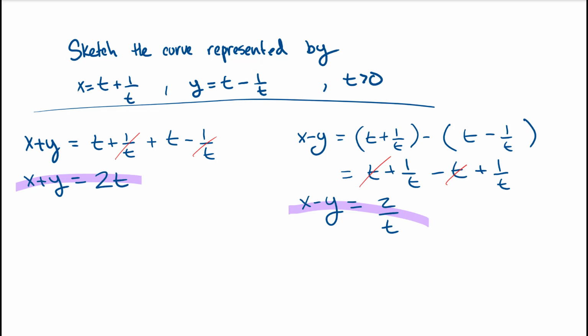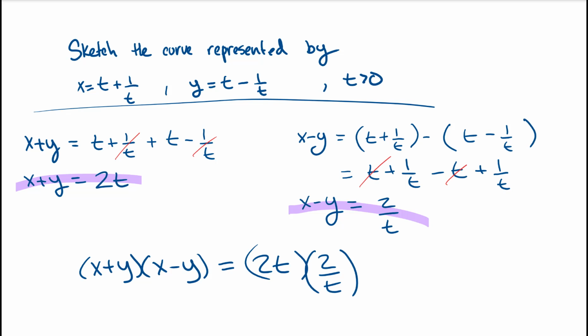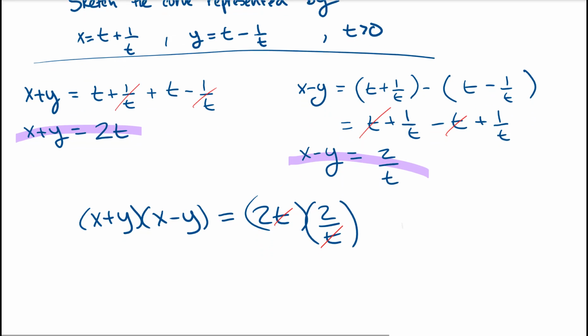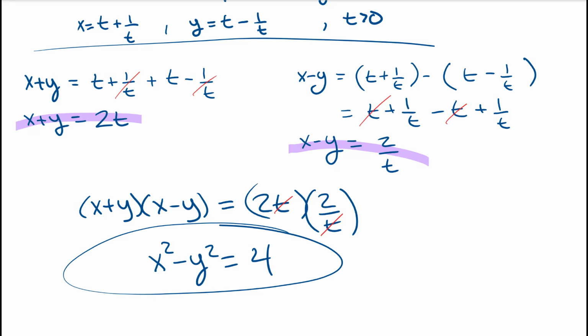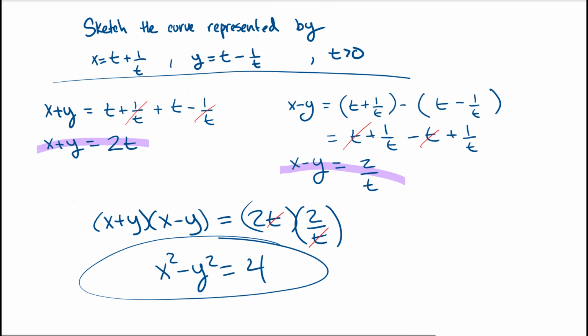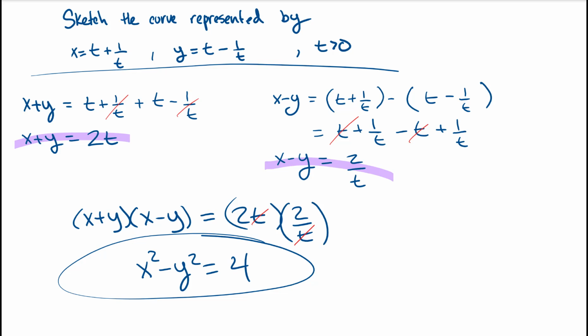Well, let's see what's up. So let's go x plus y times x minus y. Remember that difference of squares? That this thing is equal to... well, let's write it in. That's 2t times 2 over t, and the t's are just going to cancel out, and we find that wait a second, that difference of squares, x squared minus y squared, is actually just equal to 4. Oh, we just took this and turned it all into x's and y's. We got rid of all the values of t.